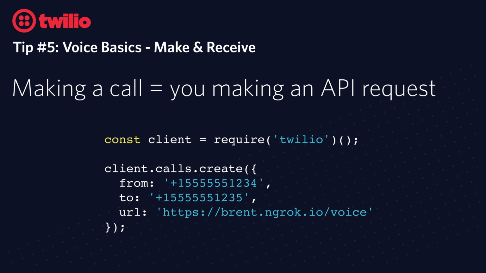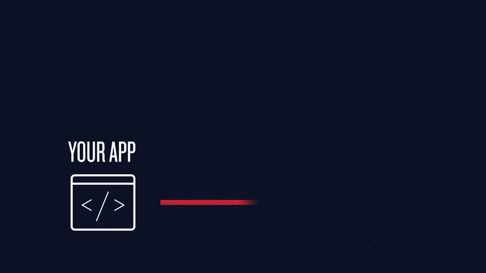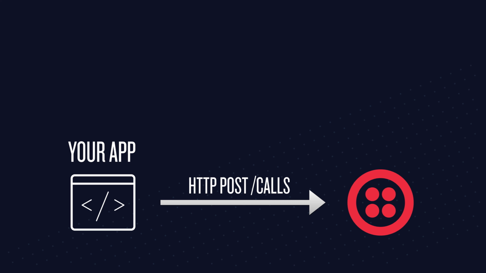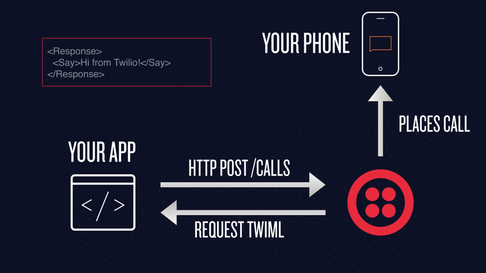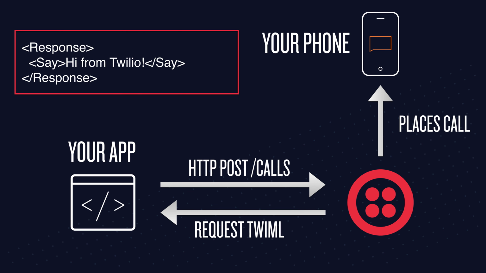The call flow looks like this. When you need to make a call, your app makes a POST request to /calls inside of Twilio, and then Twilio places a call to your cell phone. When the call is connected, Twilio requests some TwiML from your application to know what to do. If the TwiML looks like this with a Say tag, then Twilio speaks some text back to your phone.